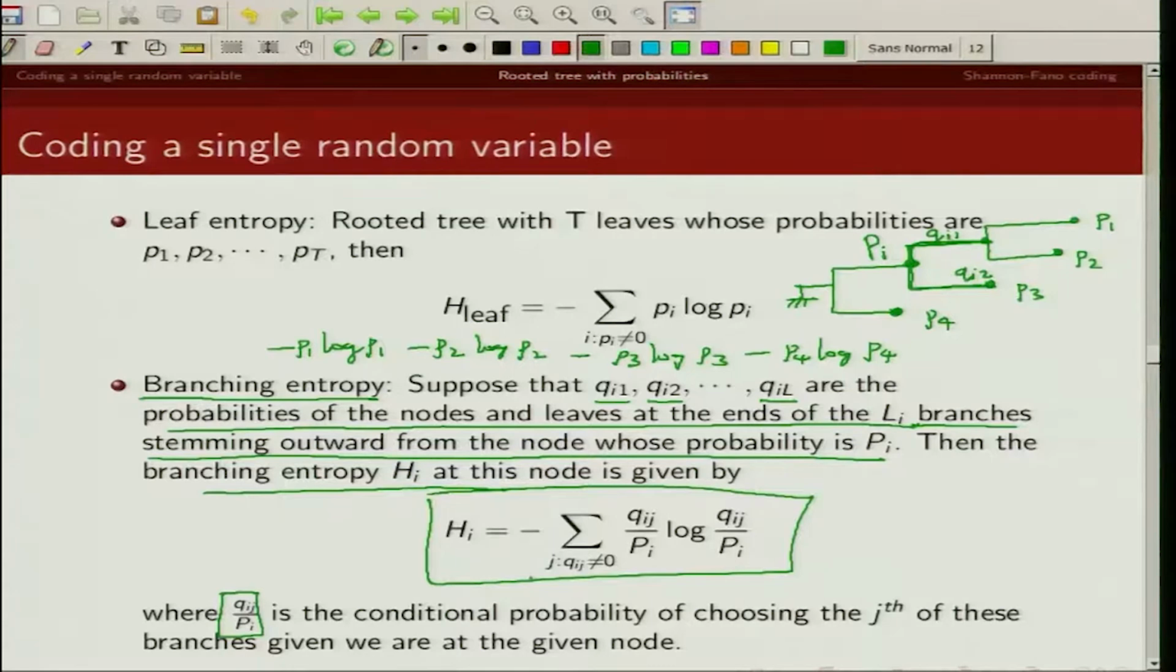So I define two terms. One is leaf entropy, which is the entropy of the leaves, and the other is branching entropy. This is computed at each node whose probability of occurrence is Pi, using the probabilities of choosing any of the L branches stemming from this node whose probability is Pi.